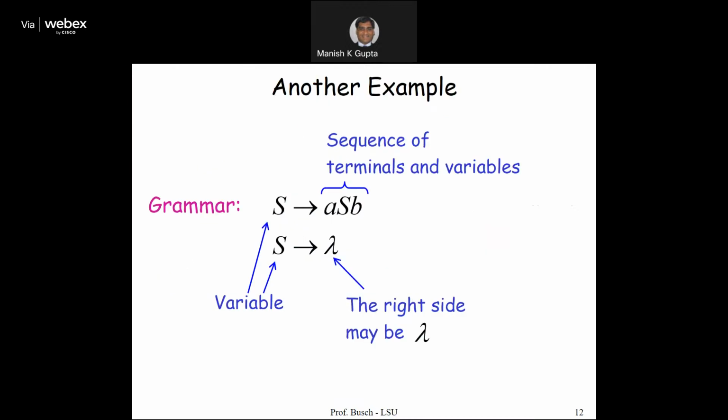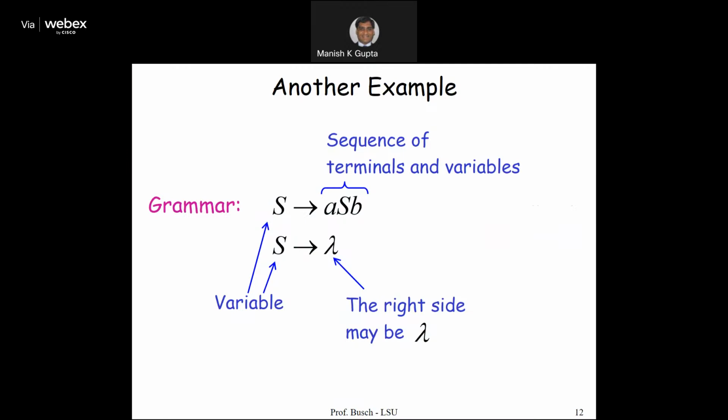Look at this example. Here the grammar has two production rules: S goes to aSb and S goes to lambda. Capital S is known as a variable. Small letters a and b are known as terminals. This is the common language they use. So there are these two production rules. Using these production rules, what language can it generate, I am going to ask.